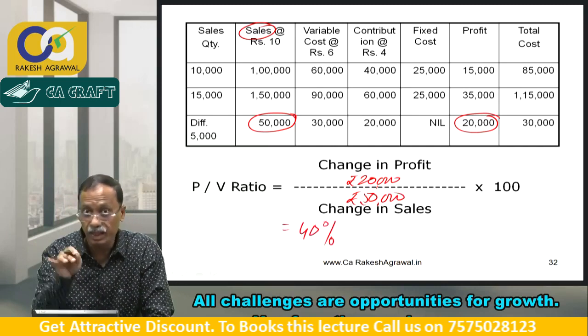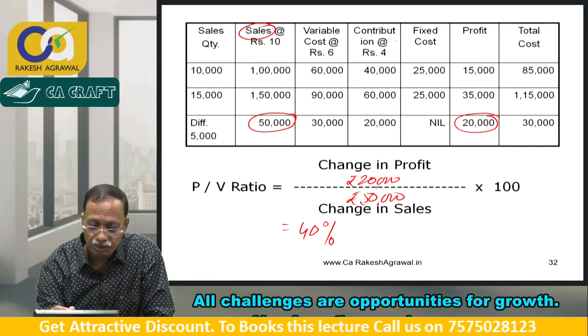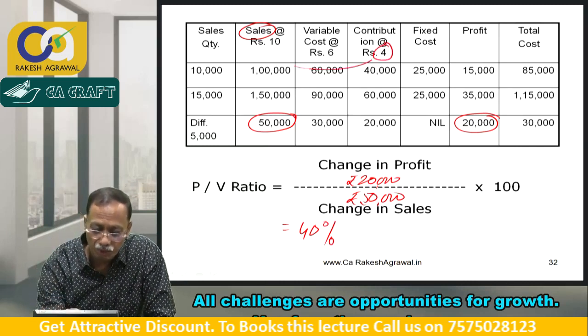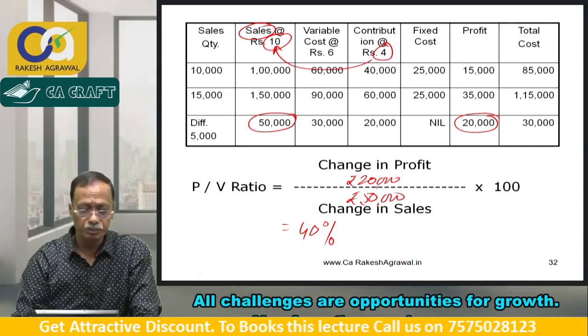You are writing the data and the answer also. And I think 40% is your PV ratio. 4 contribution out of 10 rupees is 40%. So you will get the correct PV ratio.